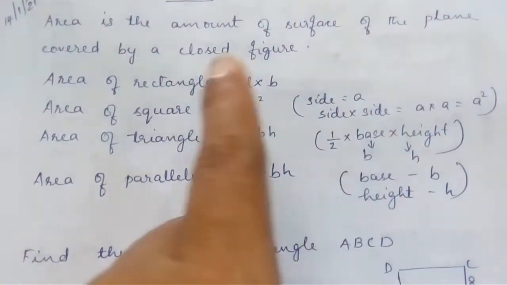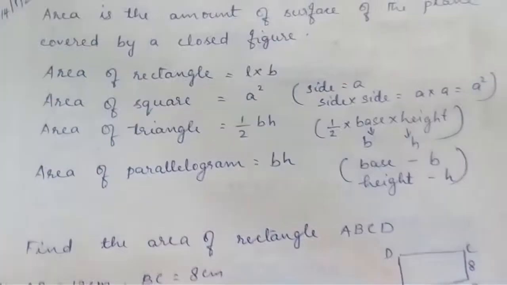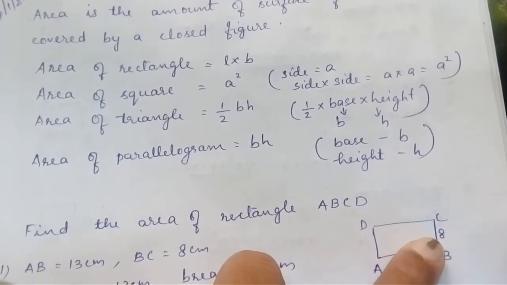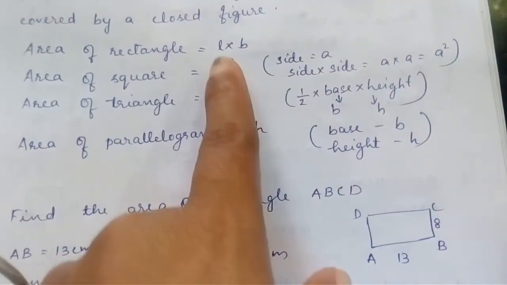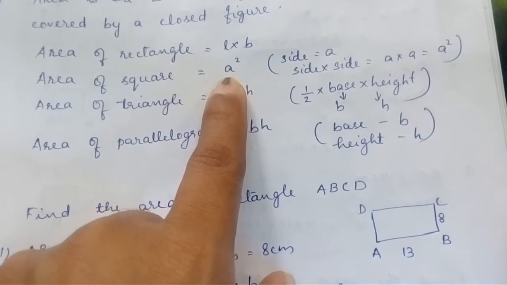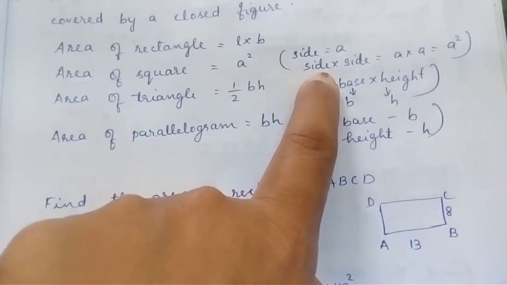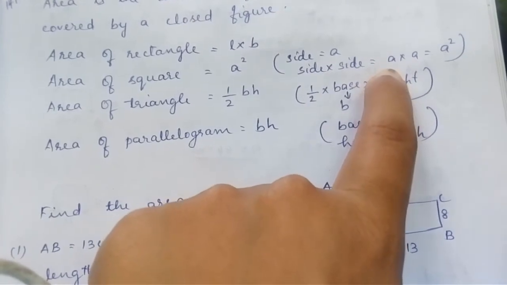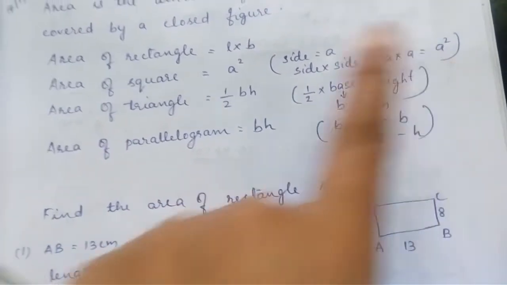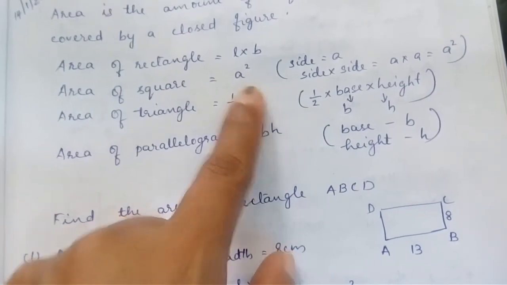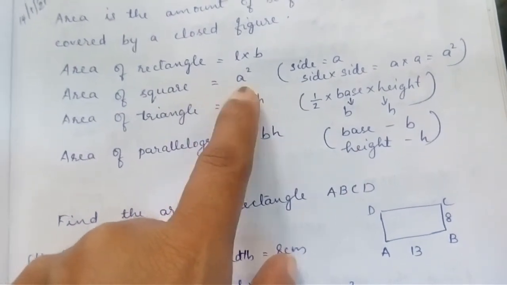You can see that for a rectangle one length and breadth is there. So its area can be calculated by length into breadth, L into B. Then area of square is A square. We get it by multiplying side into side. Side is denoted using the letter A. So A into A is A square. So you have to study only this one. Area of square is equal to A square. A means side. That you must know.